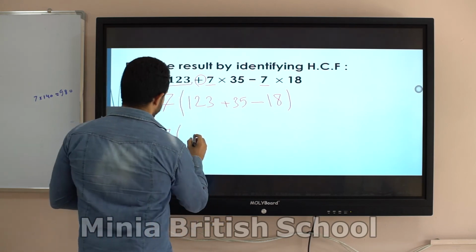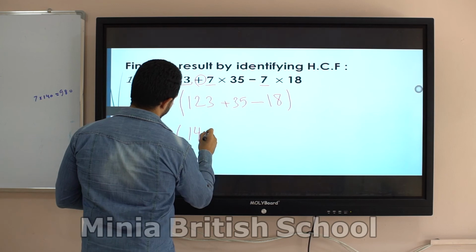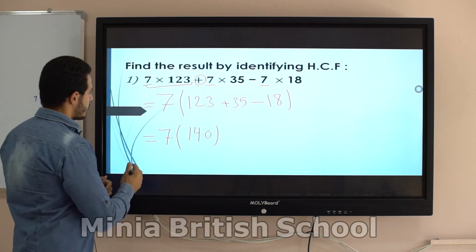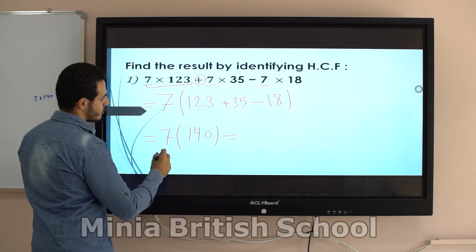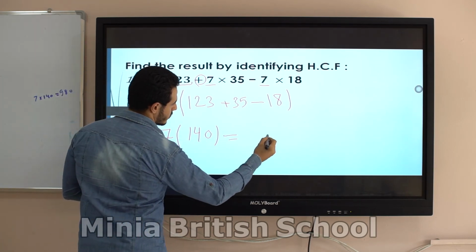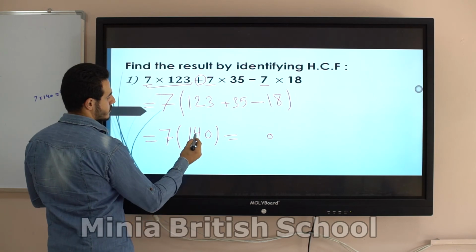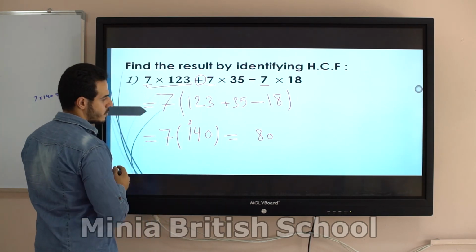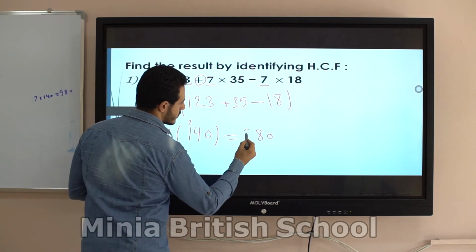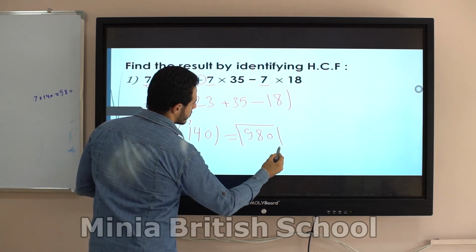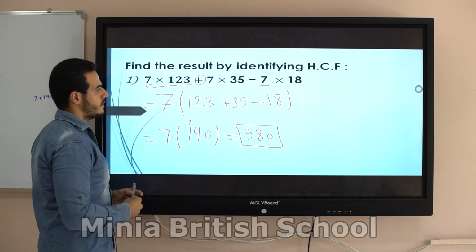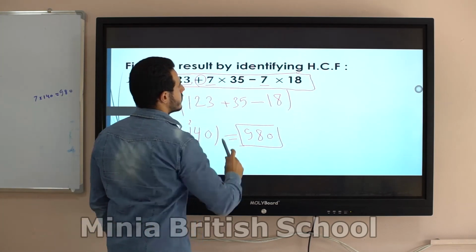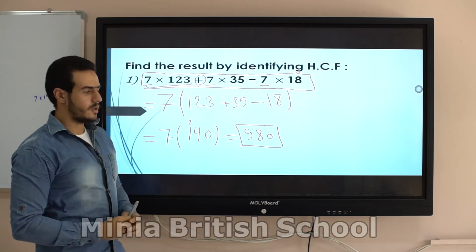Now, this will be 140. Okay? 7 times 140. 7 times 0 equals 0. 7 times 4 equals 28. 7 times 1 equals 7 plus 2 equals 9. So 980 is the final result of this expression. Okay?